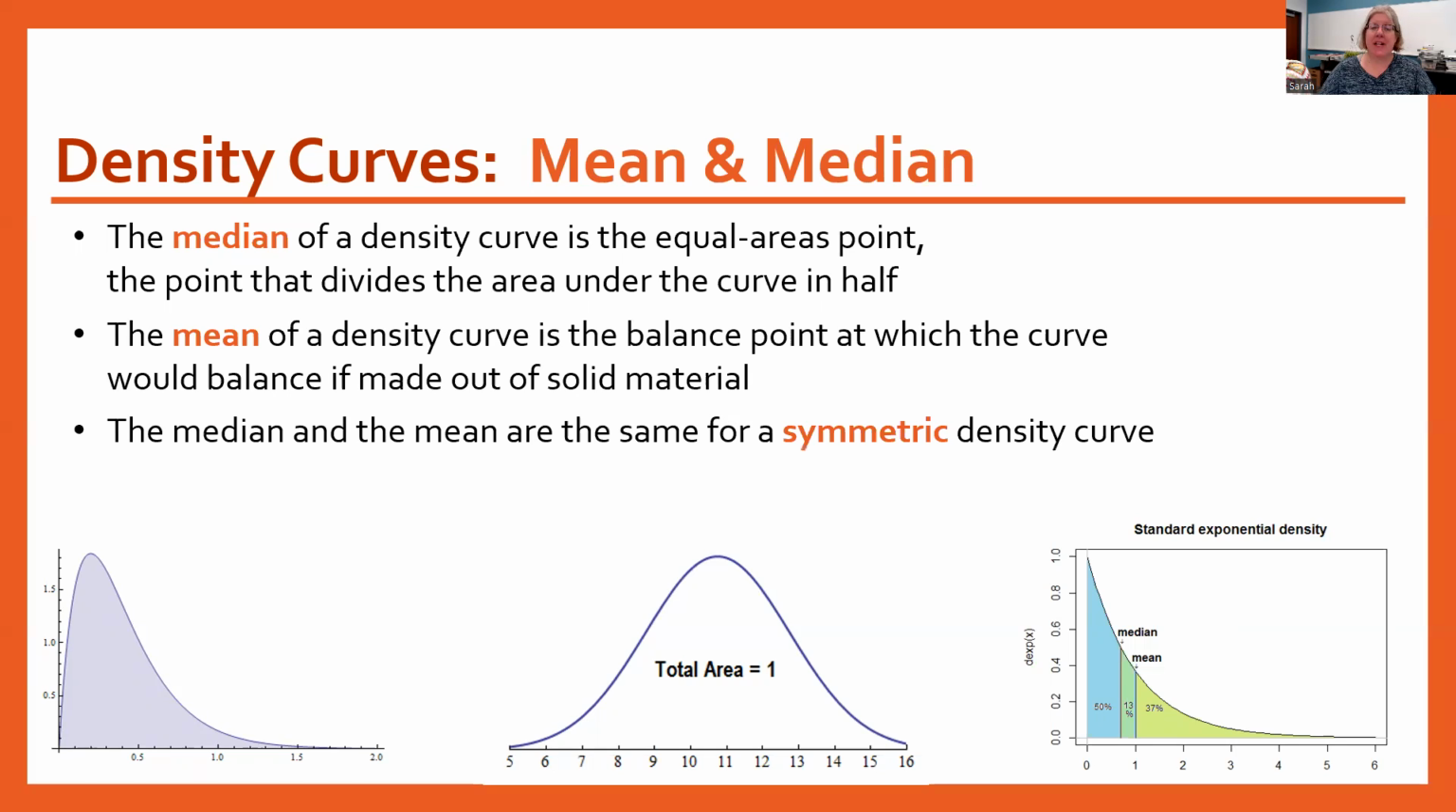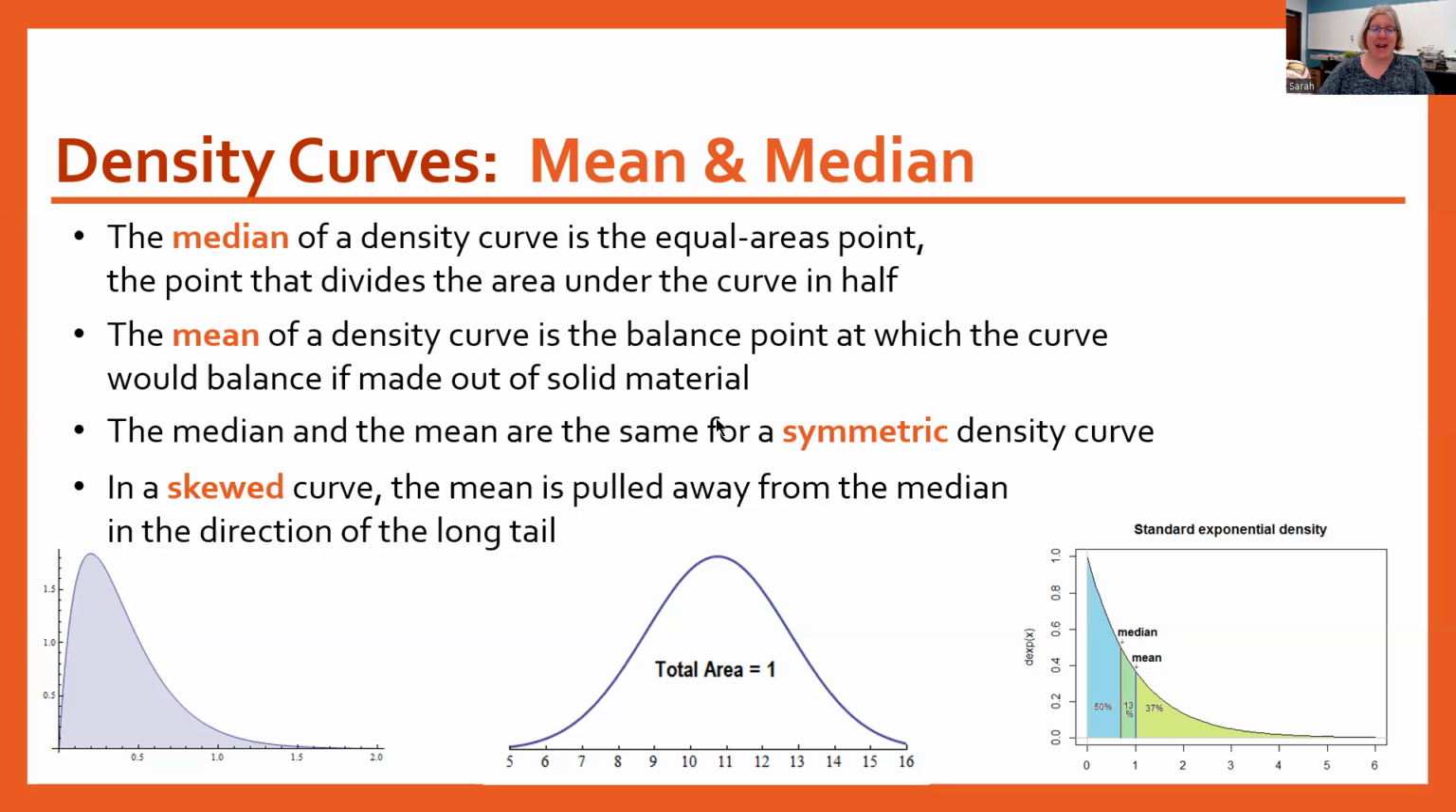The mean of the density curve is the balance point. So if I cut this curve out of a solid piece of wood or material and I balanced it on my hand, it's going to be the spot at which it's going to actually sit here and balance without falling off. So that'll kind of give you a sense of the mean. And then in a symmetric curve, like our normal distribution, the mean and median are the same.